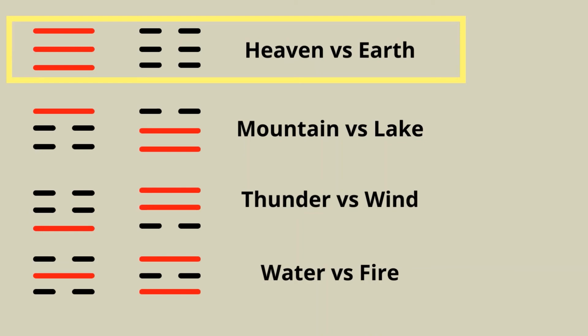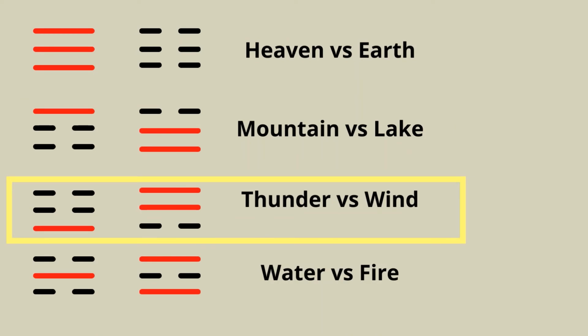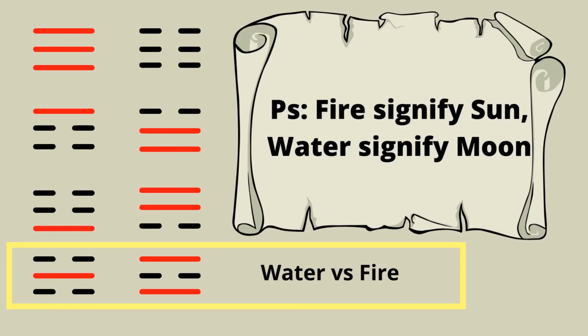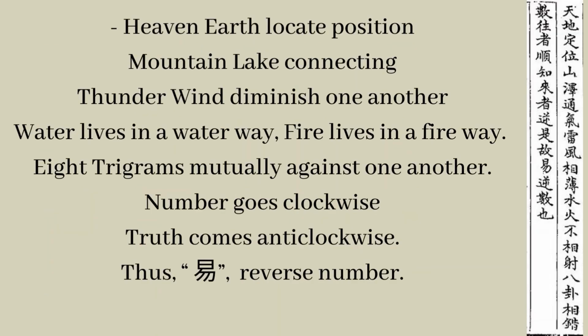Without heaven, there will be no earth. Without mountain, there will be no lake. Without thunder, there will be no wind. Sun lives in the sun's way, moon lives in the moon's way. I believe Fuxi's symbols deliver an insightful thought on the concept of wholeness. Whoever learns the Book of Change will not miss this connotative passage.